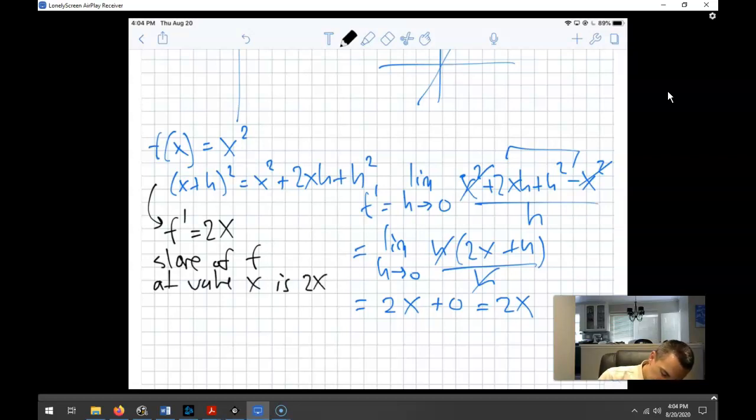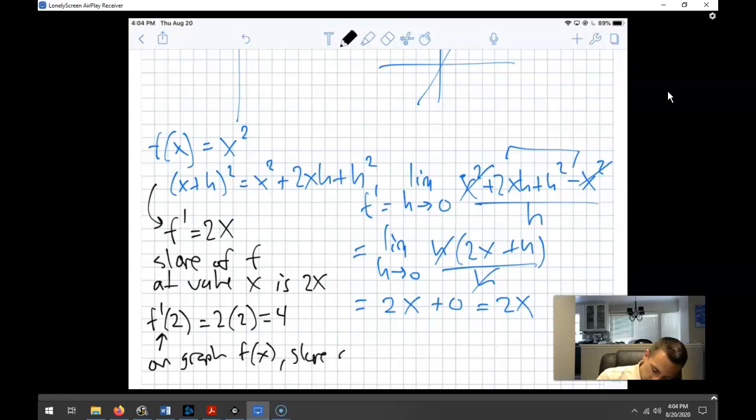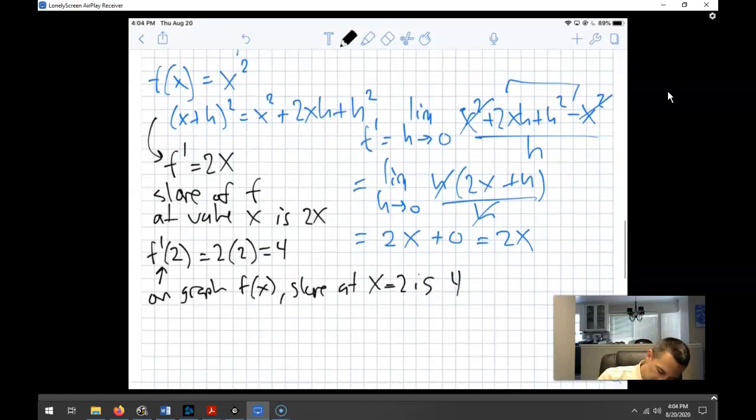If I write, for example, f prime of 2, well, f prime of 2 is 2 times 2, which is 4. So what that means is that on the graph of f of x, the slope at x equals 2 is 4. So at x equals 2, we have a slope of 4. Similarly, f prime of 0 is 2 times 0, which is 0. That means that on the graph of f of x, the slope at x equals 0 is 0.